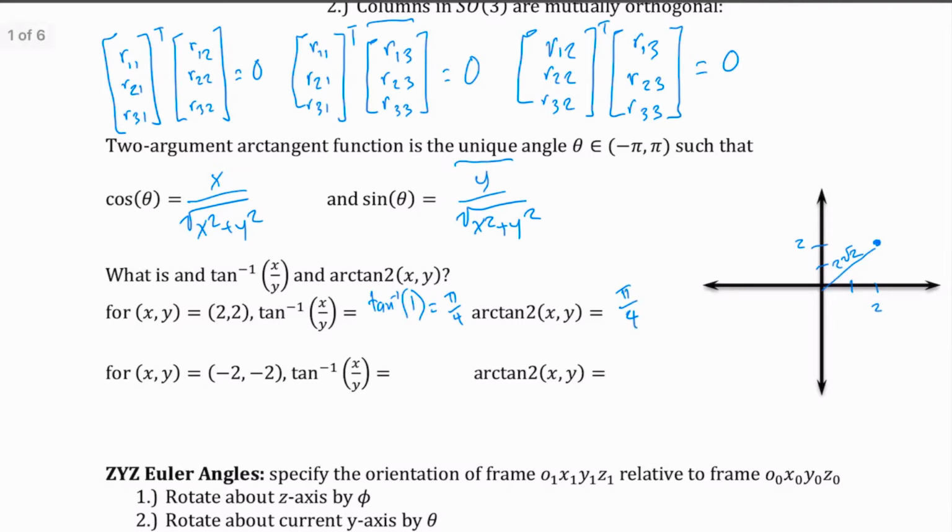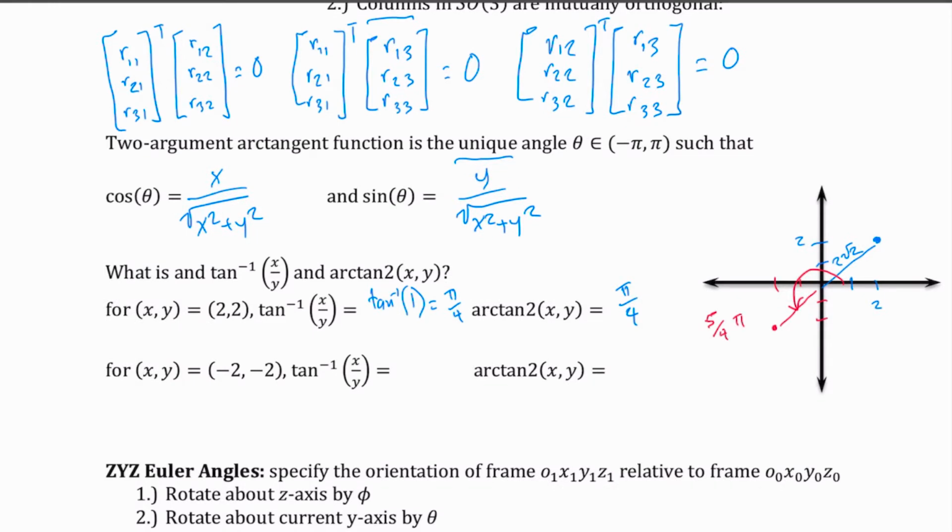Now let's do another point here. What happens if we put in -2, -2? So that's this point that's way over here. And so the correct answer is 5/4 pi, or we could write that as -3/4 pi. However, when we take this inverse tangent, we're going to get inverse tangent of -2 over -2, which is going to be the same as what we had before. This will be the inverse tangent of 1. And so we're going to get exactly the same answer that we had, pi over 4. Whereas with the arctangent 2 function, the only thing that uniquely satisfies this theta with this cosine and the sine is going to be -3/4 pi.